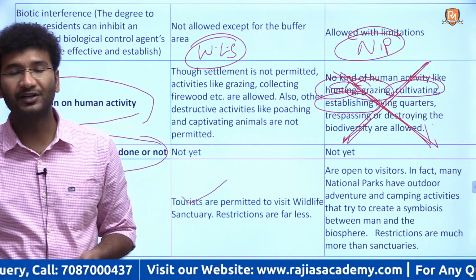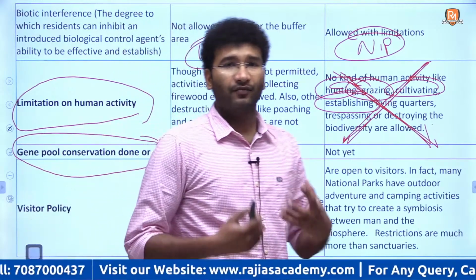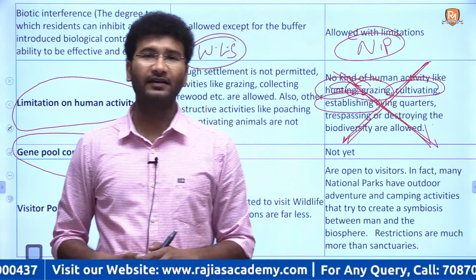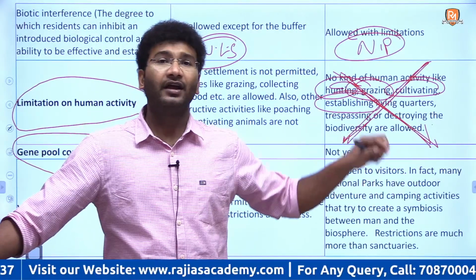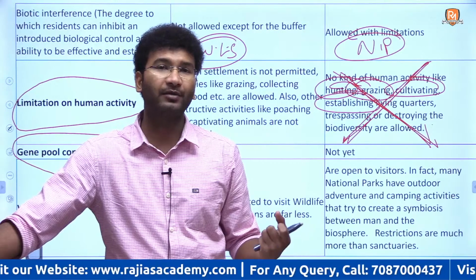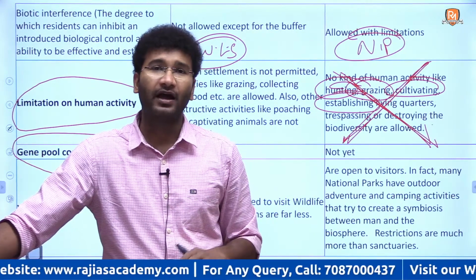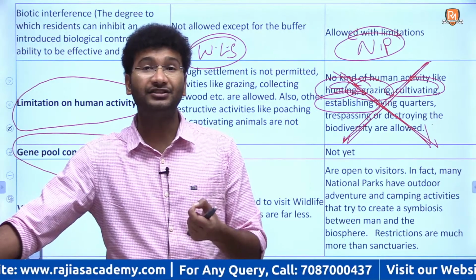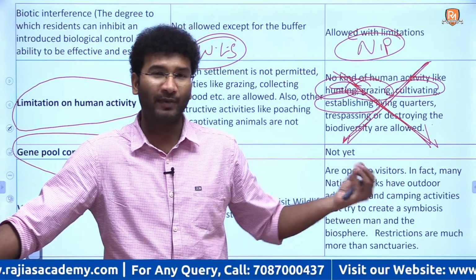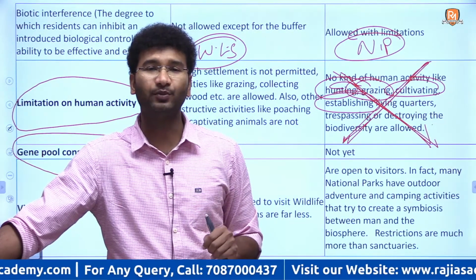So what is gene pool conservation? See, gene pool conservation means, for example, we are individuals, humans, right? My genes are different from your genes. Like that, every individual has different genes. If any individual species' genes are conserved over a period of time in order to protect that species, for example, cheetah has become extinct in India. If India had taken the genes of the cheetah and preserved them, maybe today we might be in a position to conserve the cheetah over a period of time. This is called gene pool conservation.